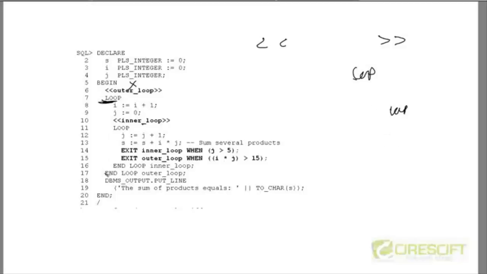So in this example, we have 2 loops, an inner loop and an outer loop. And then I'm giving a condition here, line number 14, that says exit which loop, inner loop or outer loop. When this condition is satisfied, you exit the inner loop. When this condition is satisfied, you exit the outer loop. So basically, this will give you more control over when to exit which loops.